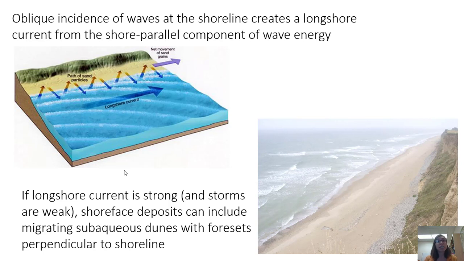And you've probably experienced this if you've spent some time swimming in the ocean. You'll find yourself slowly drifting down along the beach. So if the longshore current is strong and storms are weak, shore-face deposits can include these migrating dunes that are perpendicular to the shoreline. And we'll talk more about this as we talk about beach facies in the future.